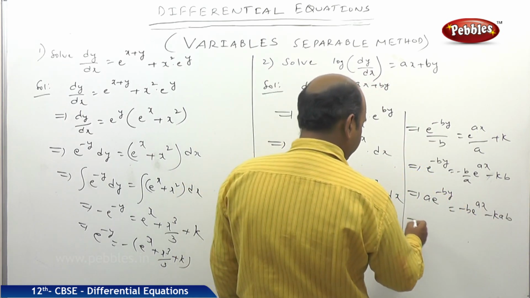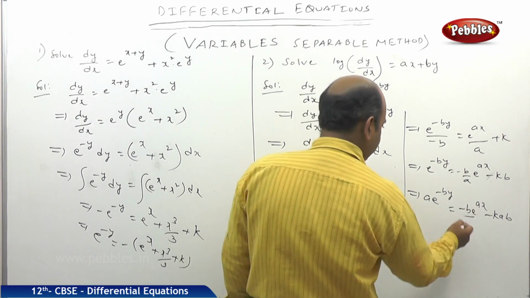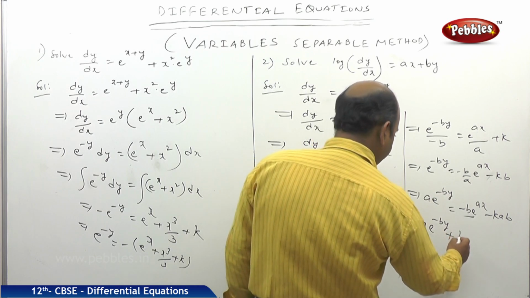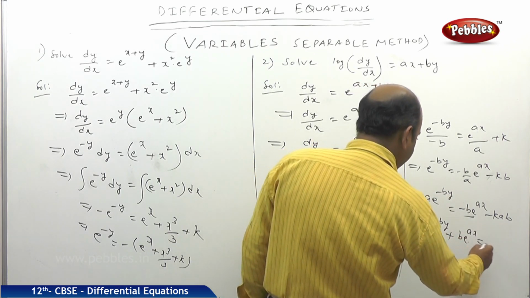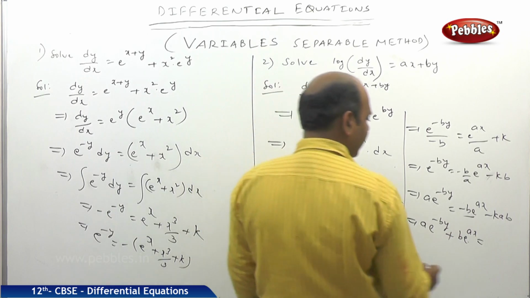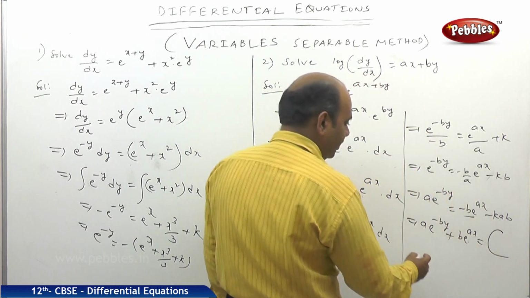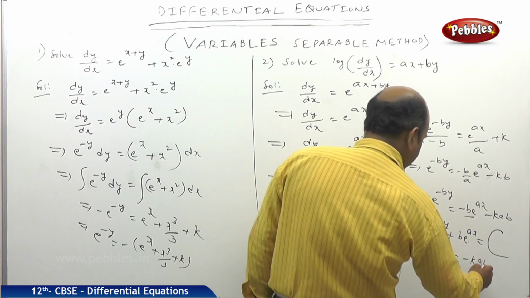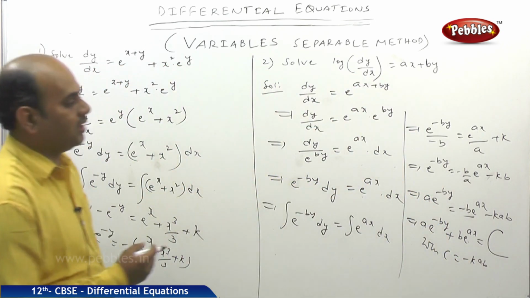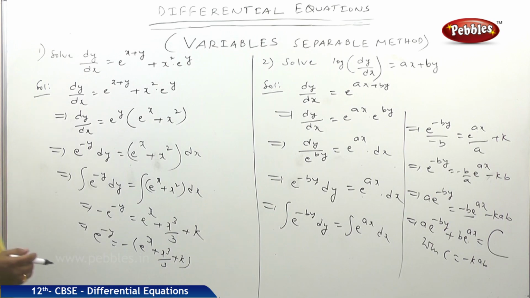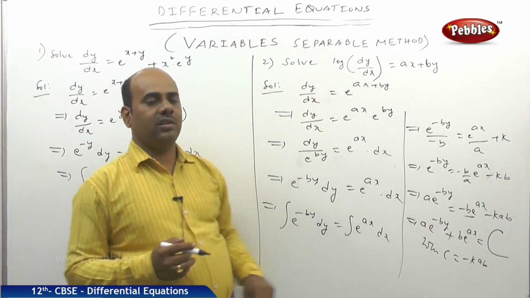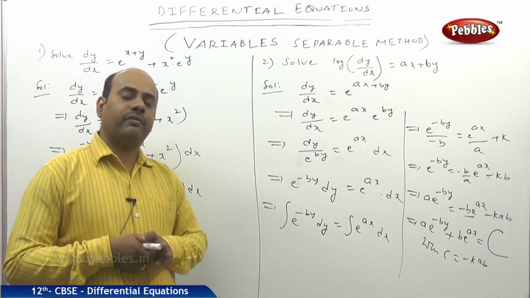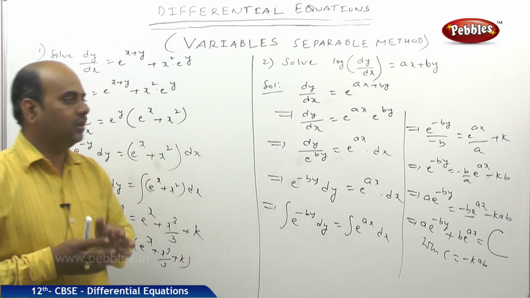Later I'll bring this term to the left hand side. So a e power minus by plus b e power ax is equal to minus kab. That one I call capital C, where capital C is equal to minus kab. So this is the relation which satisfies our differential equation. This relation we can call the solution of the given differential equation.